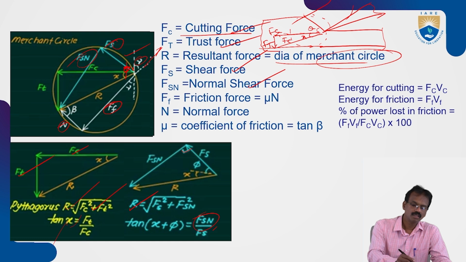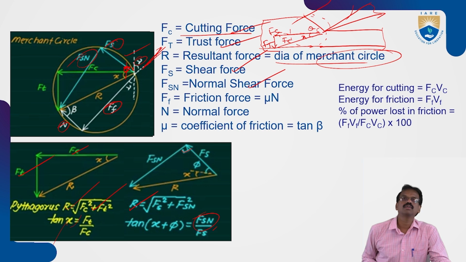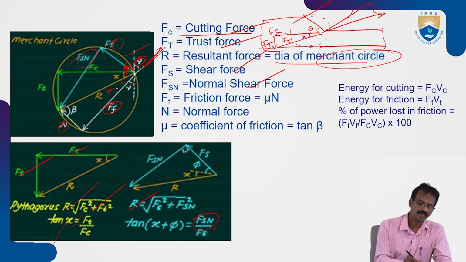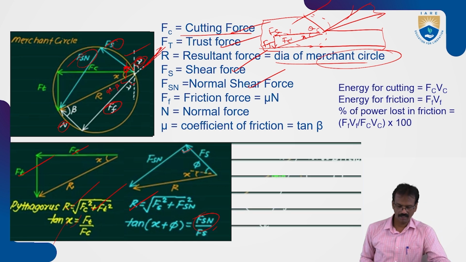This rake angle is the angle between the flank surface, the vertical indexing line, and the tool face. So this one is the rake angle, that one is gamma. You know that beta is the coefficient of friction angle. If it is the coefficient of friction, then this angle is equal to 90 minus beta. So you can take the triangle also.